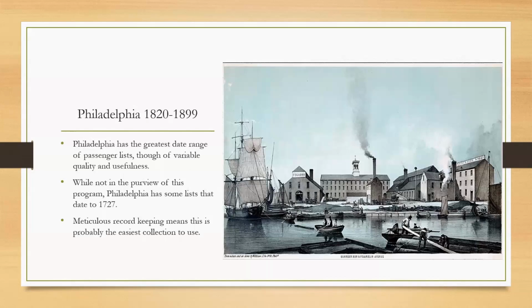Philadelphia. Philadelphia has the greatest date range of all passenger lists, though of variable quality and usefulness. Philadelphia has some lists that date all the way back to 1727, though of course those are not customs passenger lists. Meticulous record keeping and experience means that if your immigrant ancestor landed in Philadelphia, you're very lucky because they kept very excellent records, usually very well written and organized, a real joy to look through.